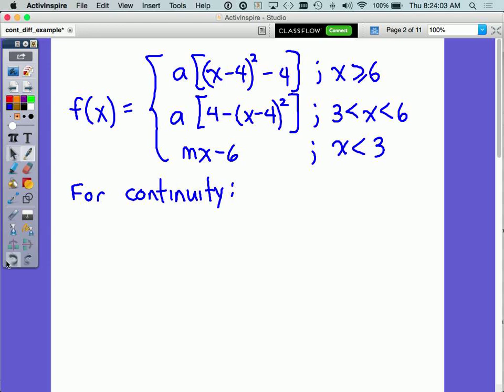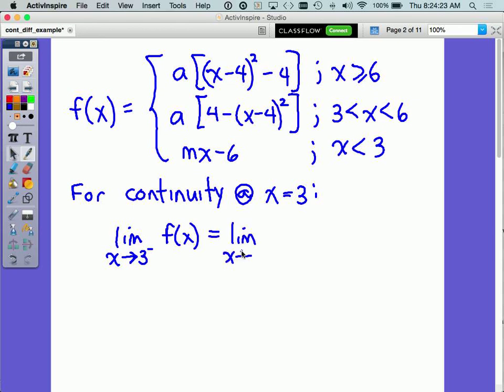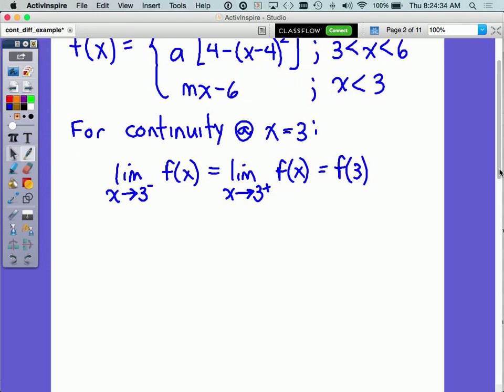So for continuity at x equals 3, we need the limit as x approaches 3 from the left of the function to equal the limit as x approaches 3 from the right of the function to equal f of 3. That's what we're trying to find out. So let's take a look and see if that's true.